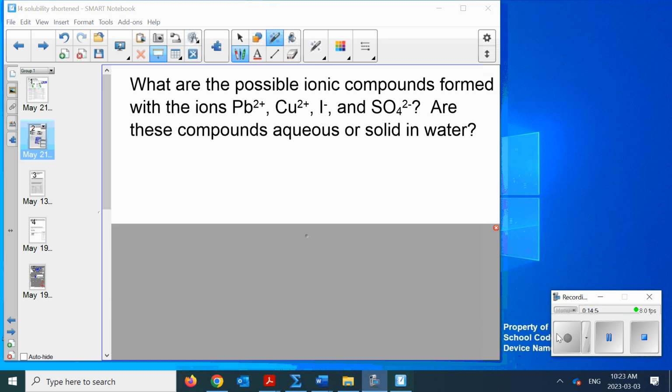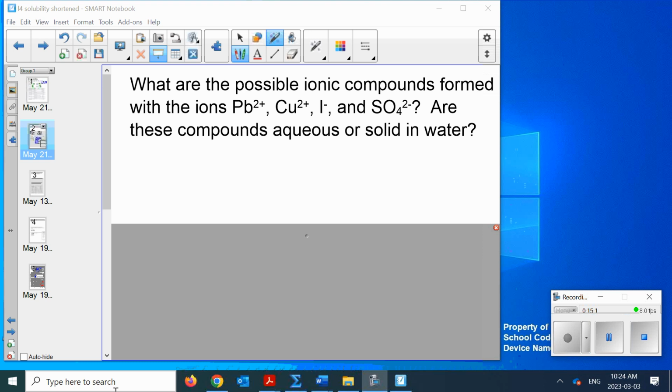Okay, we got these copied now. Let's see if we understand the problem. First of all, what are the compounds? This is more like grade 10. And then aqueous or solid is grade 12.